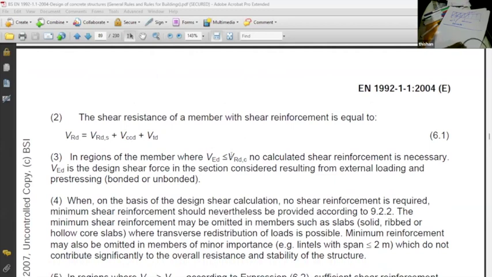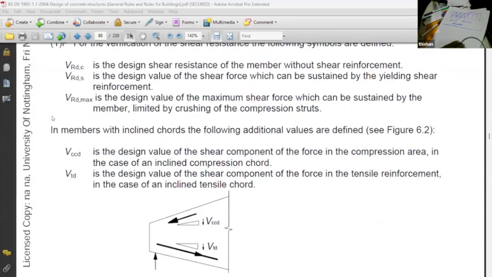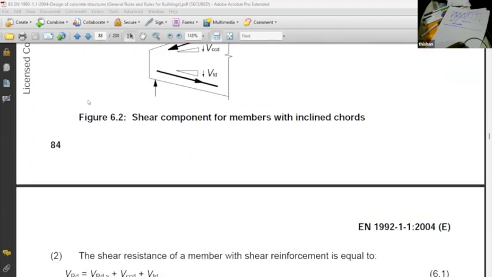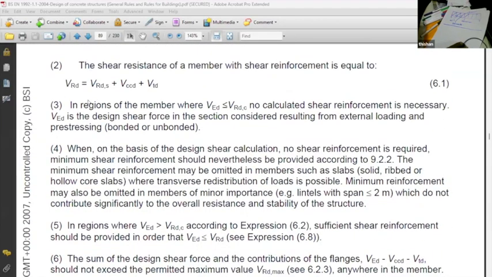And if the region is VRDC, what is VRDC? That is the shear resistance of a member without shear reinforcement. Can you remember? I just calculated the nominal links, the nominal link area. So VRDC is for nominal links.